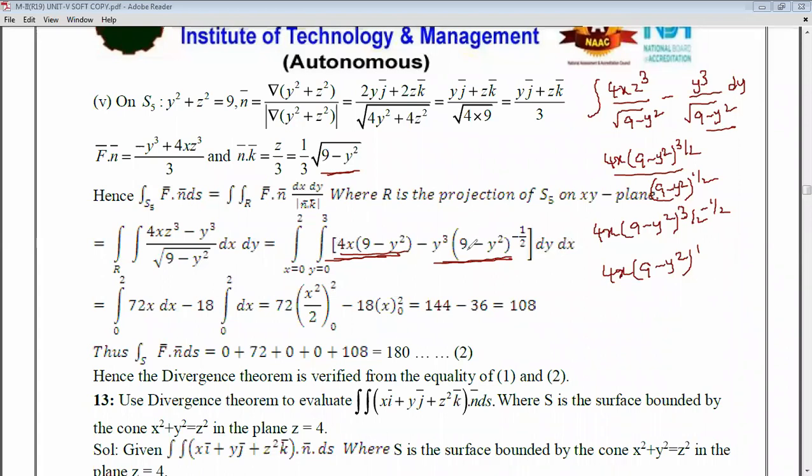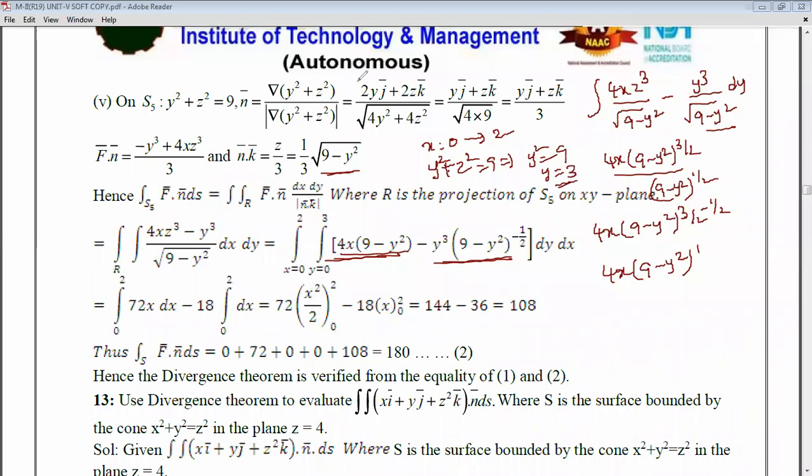And coming to limits, the xy plane. So x they already mentioned, x is from 0 to 2, and y, here we have y² + z² equal to 9. So when z is 0, y² is equal to 9, y is equal to 3. So that's why we chose limits 0 to 3, and 0 to 2.